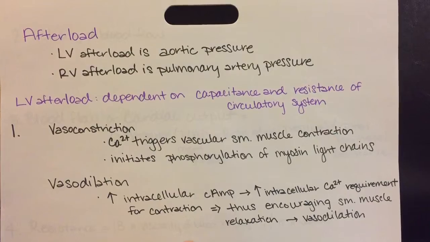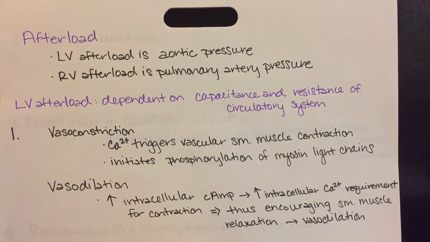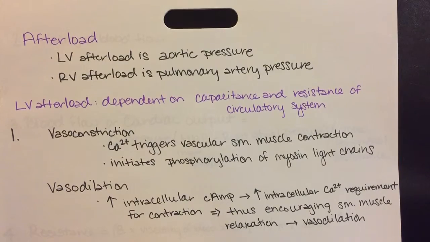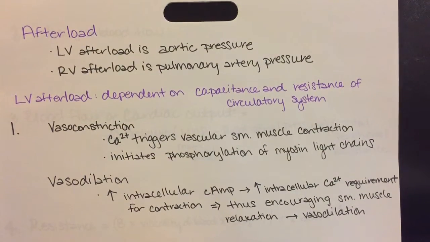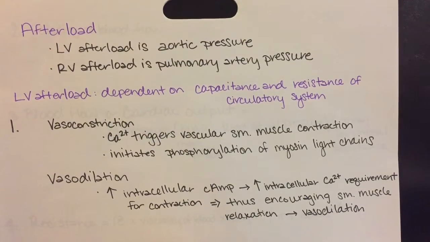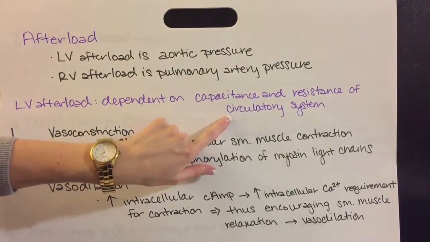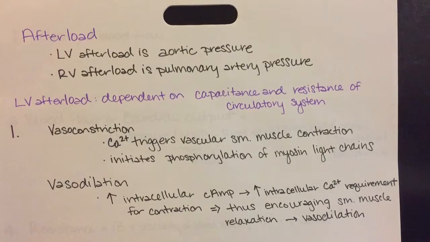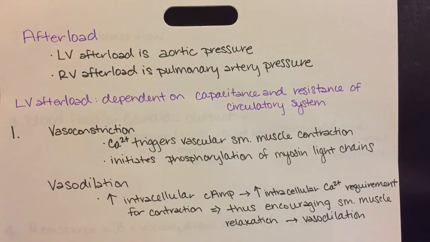Afterload, our next component, is divided into left ventricular afterload and right ventricular afterload. Left ventricular afterload is our aortic pressure. Right ventricular afterload is pulmonary artery pressure. Left ventricular afterload is dependent on the dynamic capacitance and resistance of our circulatory system. Circulatory contraction and relaxation occurs via smooth muscles. Again, we see the importance of calcium.